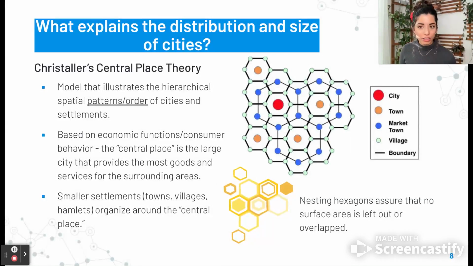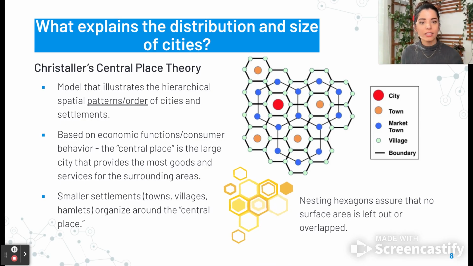So finally, we have Christaller's central place theory. This is like the hexagon theory. You can kind of think of it like that. This model illustrates the hierarchical spatial patterns and order of cities and settlements. This is based on economic functions and consumer behaviors. The central place is the large city that provides the most goods and services for the surrounding areas. Smaller settlements like towns, villages, and hamlets organize around the central place.